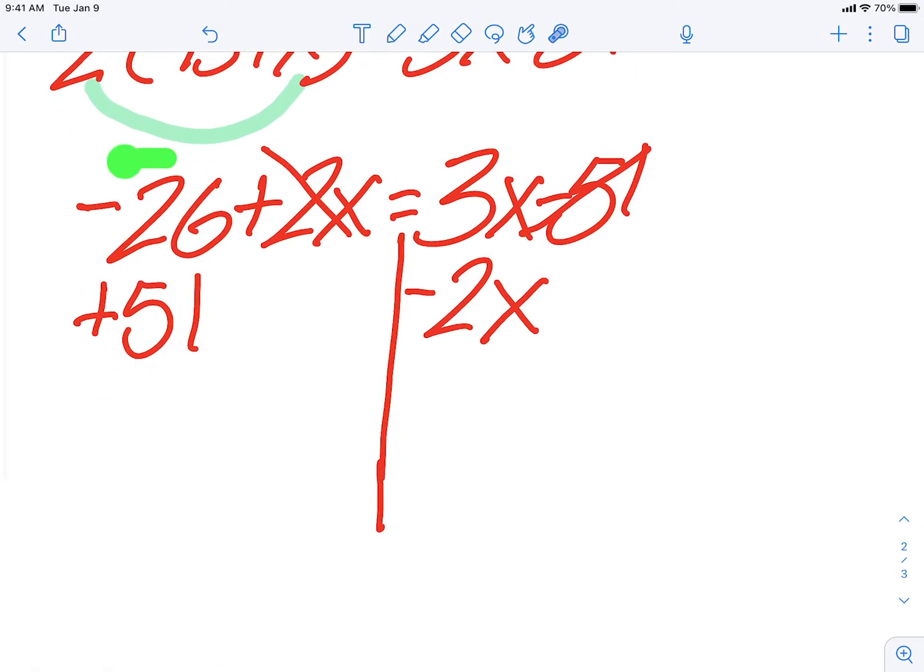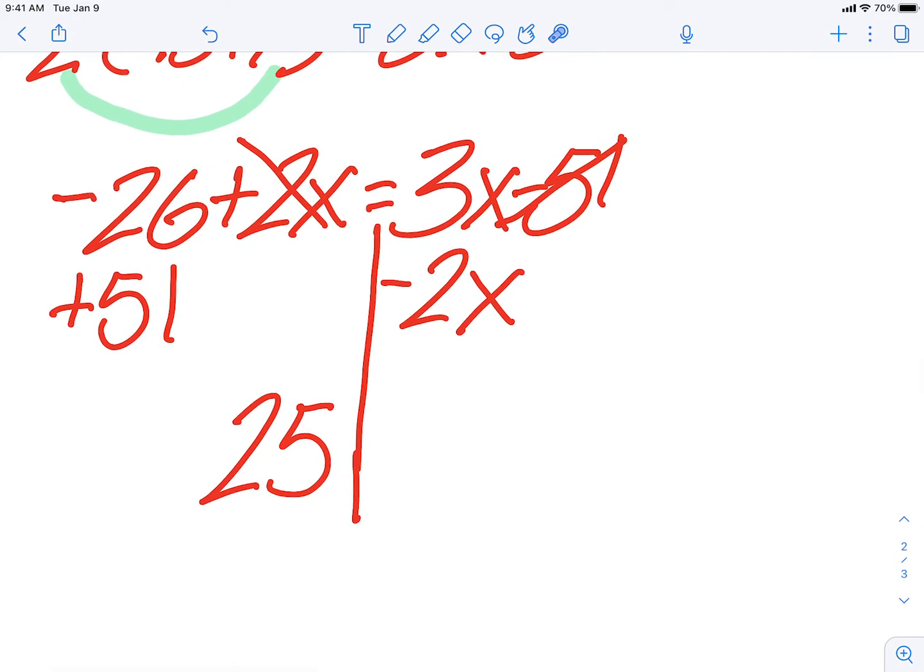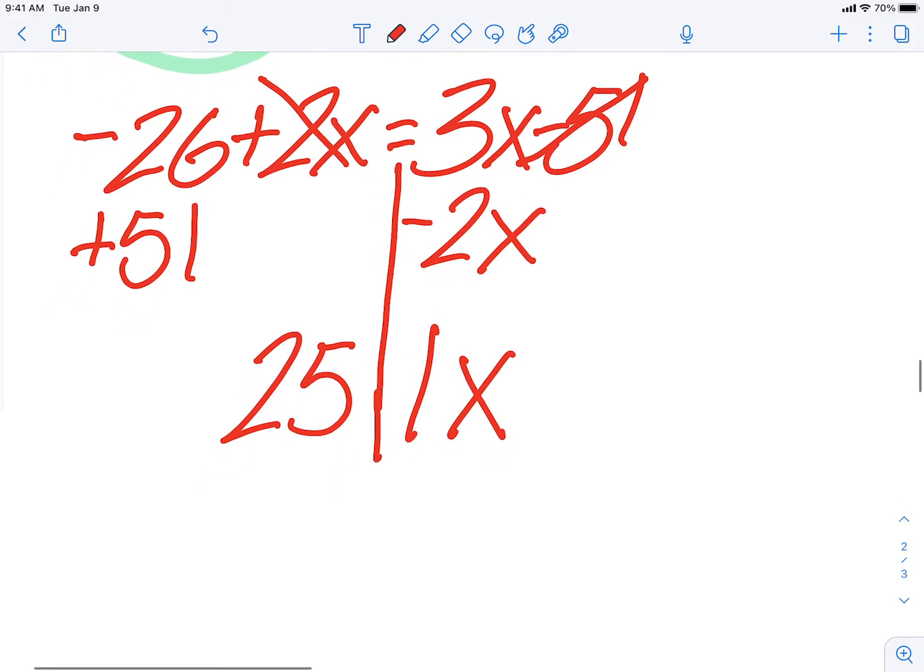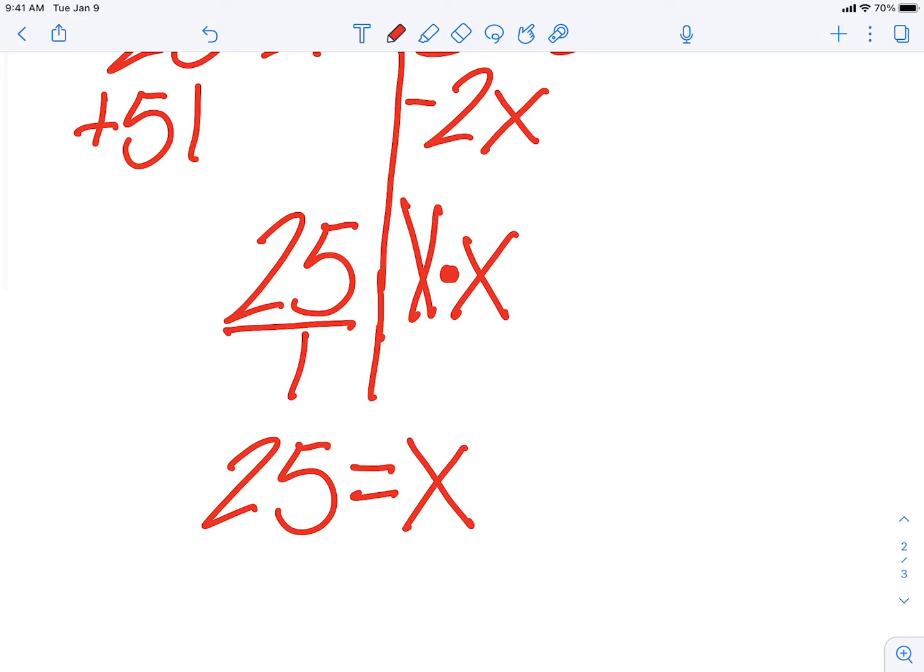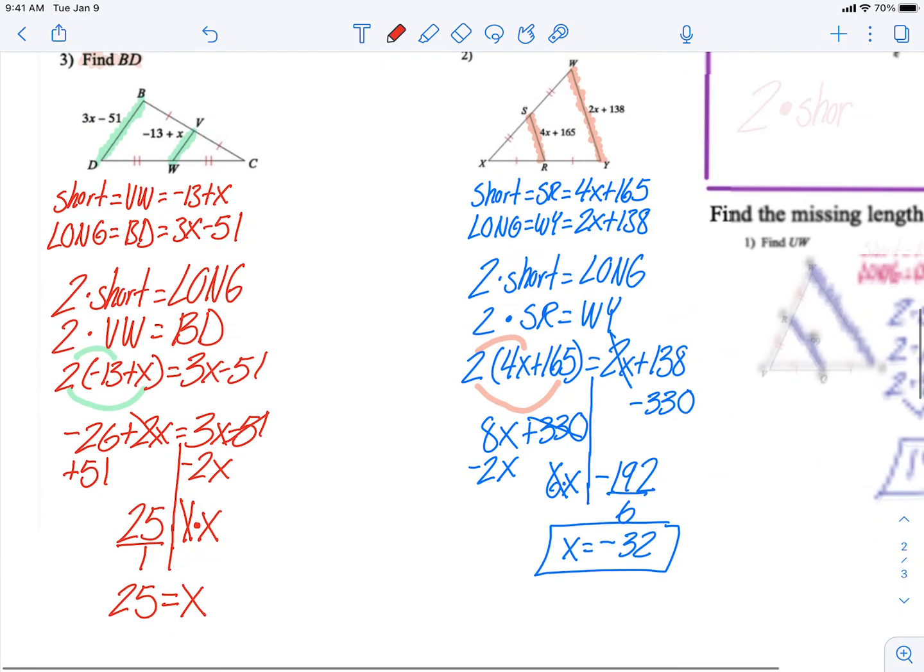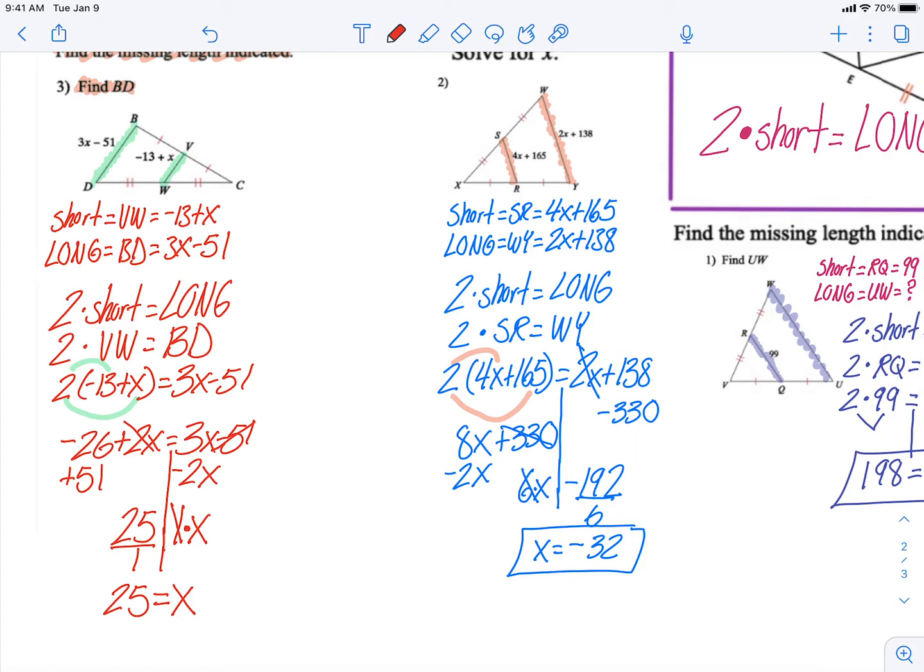So negative 26 and 51, different signs, so I subtract. 51 minus 26 is 25, and it's positive because 51 is bigger. And 3x minus 2x is 1x. The opposite of multiplying by 1 is dividing by 1, so 25 divided by 1 is 25, which is equal to x. Is this my final solution, everybody? Does number 3 say solve for x? It does not, kiddos. It says find BD.